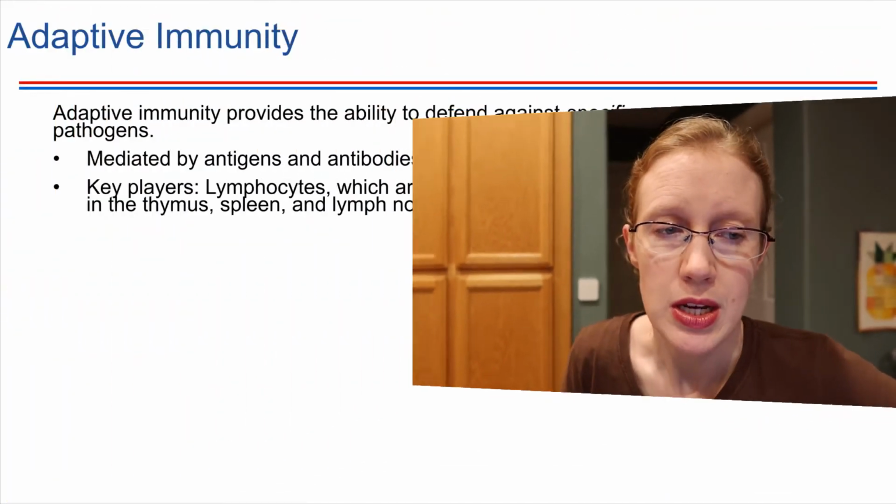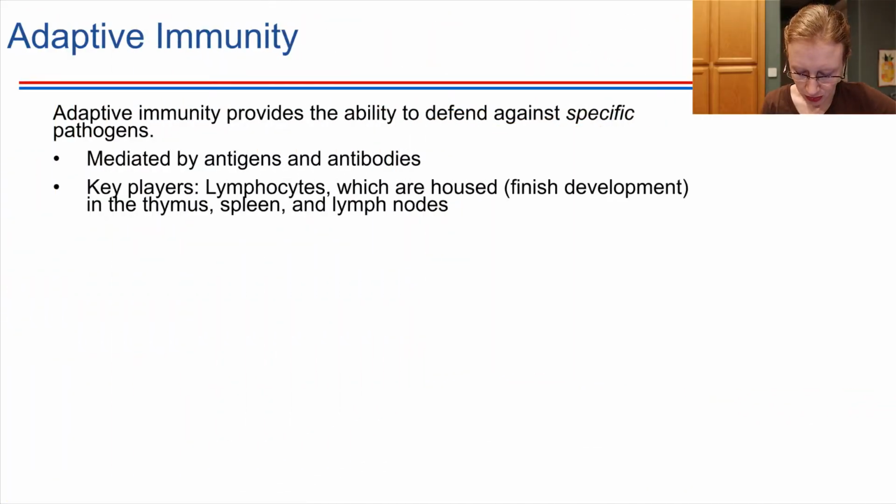For adaptive immunity, the key players are lymphocytes. And lymphocytes are cells of the immune system, and they are housed in the thymus. So remember, our blood cells are made in the bone marrow, but then for lymphocytes, they travel to the thymus and finish development there. So they end up being housed in the thymus primarily, but also the spleen and lymph nodes.